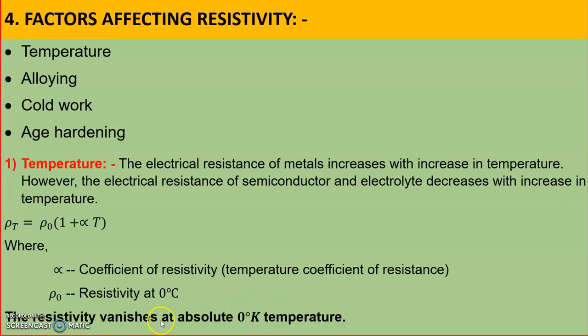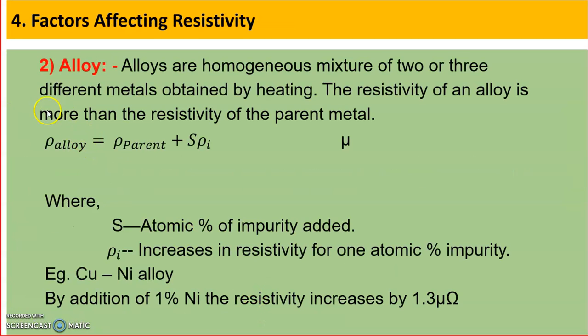So the resistivity vanishes at absolute zero temperature. That we'll see in superconducting materials. So you remember this formula. And then the second factor that affects resistivity is alloying. One experiment is there, we'll conduct this when you come to the lab physically. Then you will observe how you can measure resistivity. It is a very simple experiment, giving a DC supply and measuring voltage and current. We have performed it on the virtual lab also.